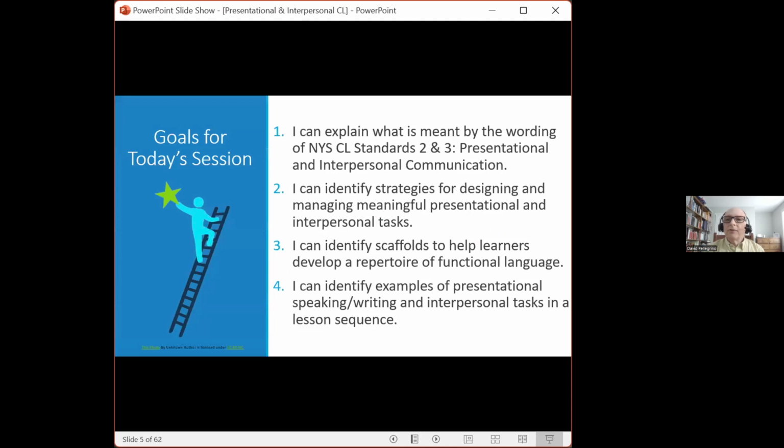So let's introduce the goals for today's session. I can explain what is meant by the wording of the New York State Classical Language Standards 2 and 3, Presentational and Interpersonal Communication. I can identify strategies for designing and managing meaningful presentational and interpersonal tasks. I can identify scaffolds to help learners develop a repertoire of functional language. I can identify examples of presentational speaking or writing and interpersonal tasks in a lesson sequence.